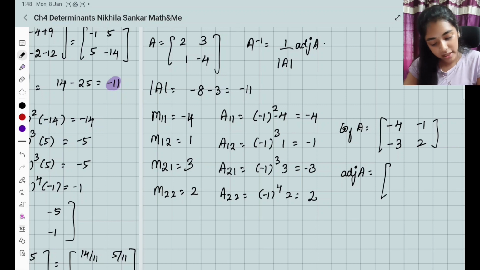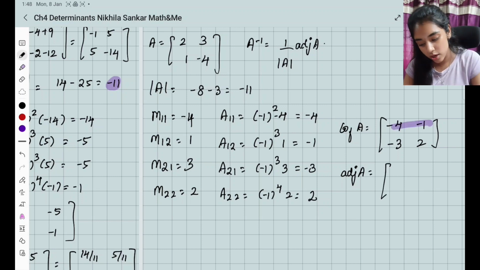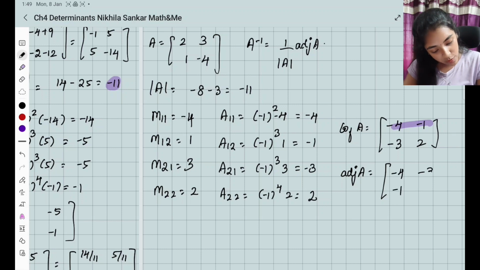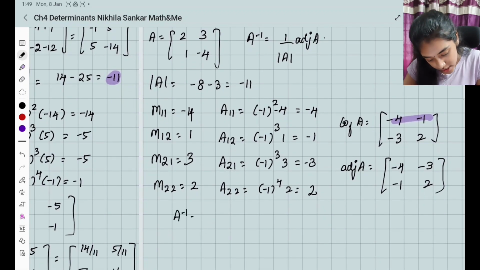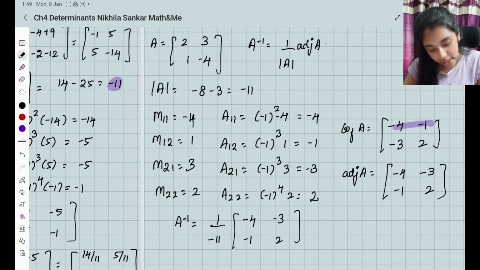First write the cofactor. Directly keep writing it like that. So the adjoint is going to be, row becomes the column. So I have minus 4, minus 1, minus 3, 2. So this is the adjoint of A. Now what is A inverse? A inverse is going to be 1 by determinant. So minus 11 times minus 4, minus 1, minus 3, 2. Okay. So now what should we do?